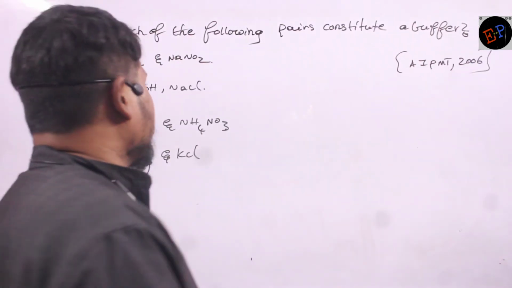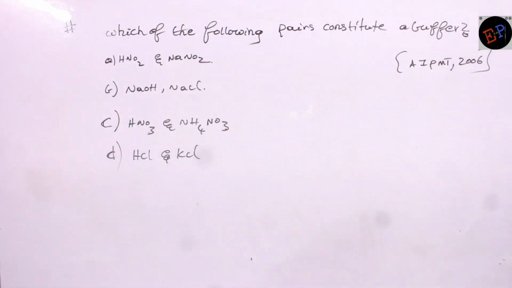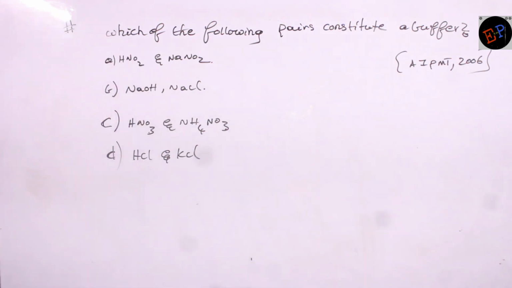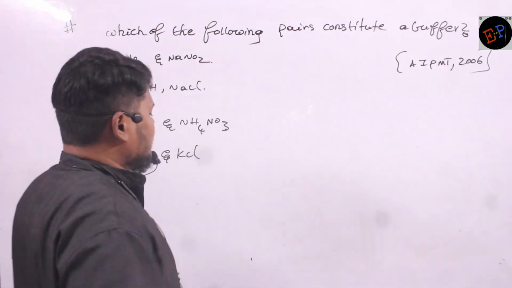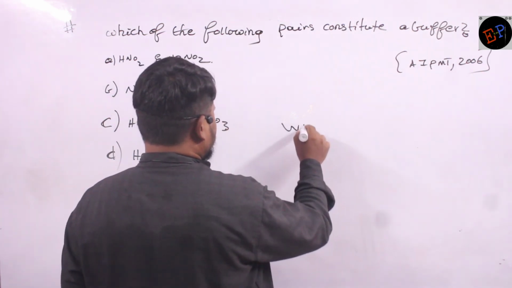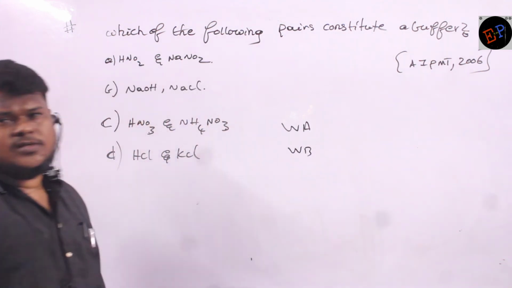Okay. See, so this is the question. Which of the following pairs constitute a buffer solution? In which of the following is a buffer solution present? So what is meant by buffer? Already we have studied now. It is a combination of a weak acid or weak base with its conjugate ionic salt.